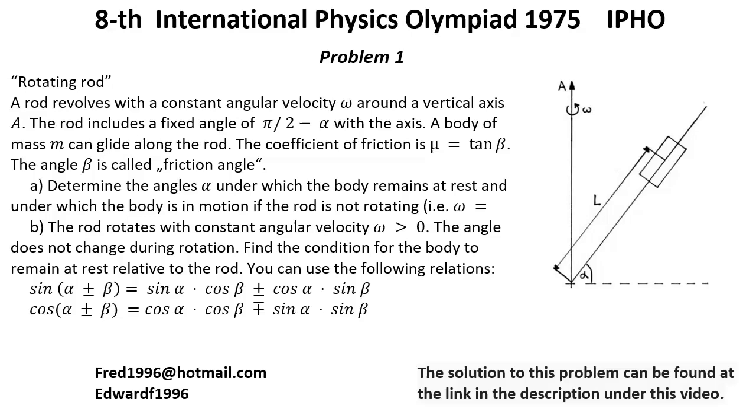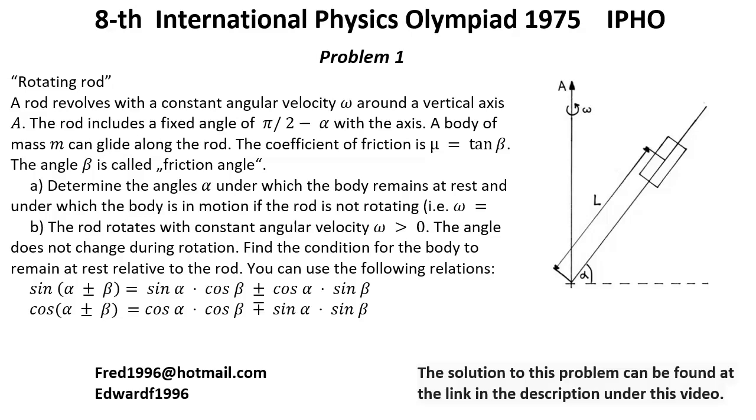Problem number 1. Rotating rod. A rod revolves with a constant angular velocity omega around the vertical axis A. The rod includes a fixed angle of pi over 2 minus alpha with the axis. A body of mass m can glide along the rod. The coefficient of friction is mu, equal to tangent beta. The angle beta is called the friction angle.